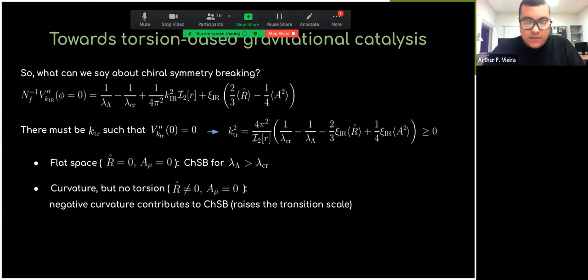The next analysis is if you only consider curvature, but you disregard completely the torsion field in the axial component. And you see that if you look at the transition scale, since the curvature comes with a negative sign, negative values for curvature will actually increase the transition scale. And if the transition scale gets increased, then as you integrate your fermionic modes, you essentially reach the transition scale earlier. So in other words, you reach chiral symmetry breaking earlier. On the other hand, if you consider positive values for the curvature, then this transition scale gets lowered. So this acts against chiral symmetry breaking. So bottom line is, negative curvature acts in favor of chiral symmetry breaking.